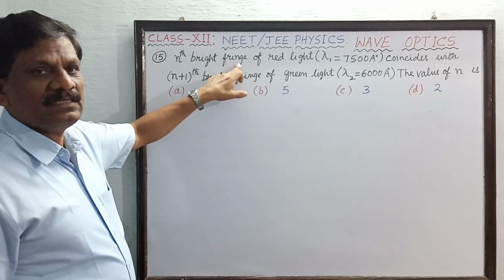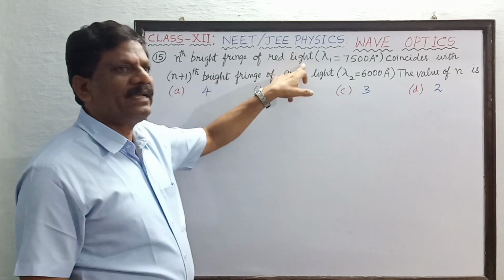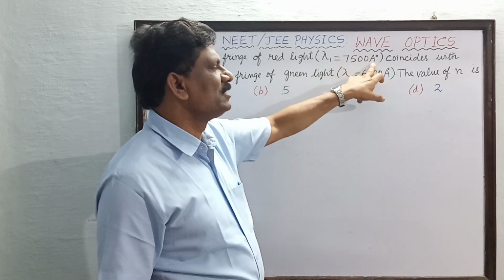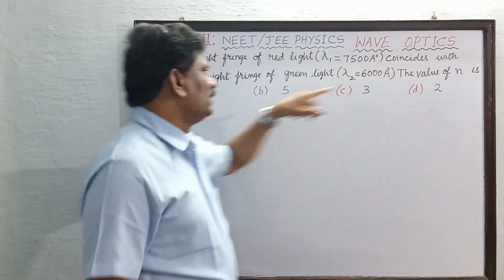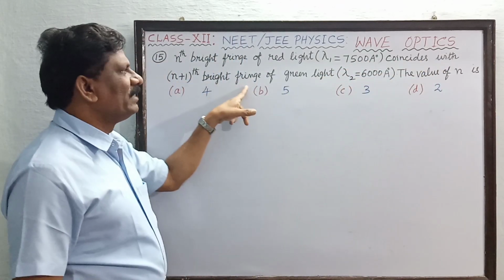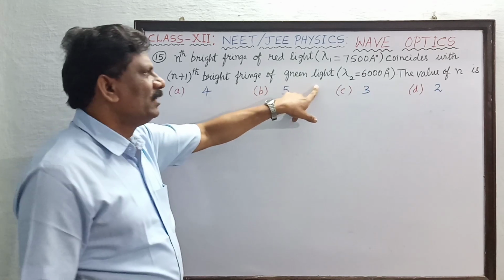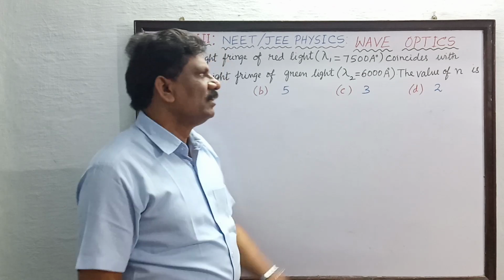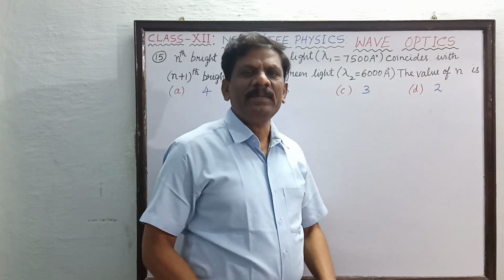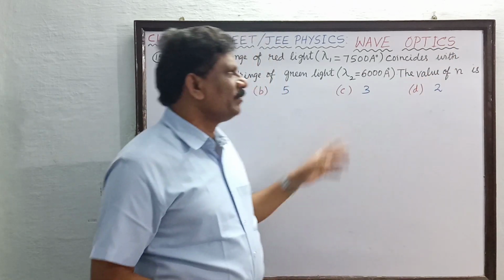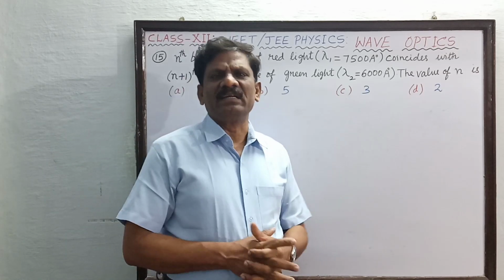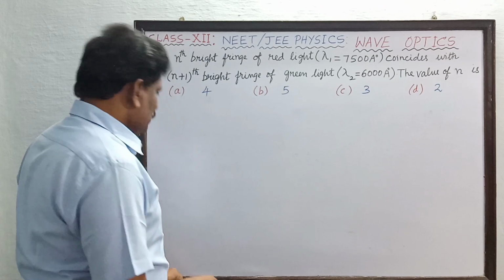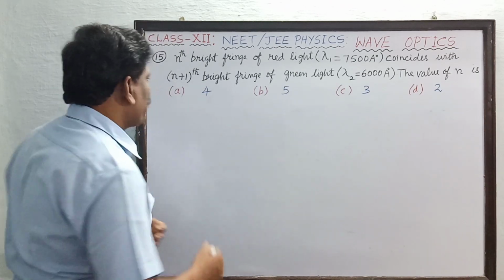The nth bright fringe of red light having wavelength lambda 1 equal to 7500 angstrom unit coincides with the n plus 1th bright fringe of a green light having wavelength lambda 2 equal to 6000 angstrom unit. So the value of n is to be determined. This type of problem is extremely important for NEET and JEE entrance examinations, but it is very simple only.